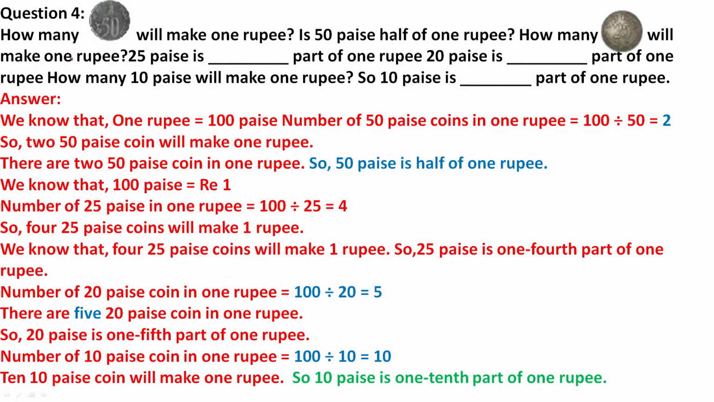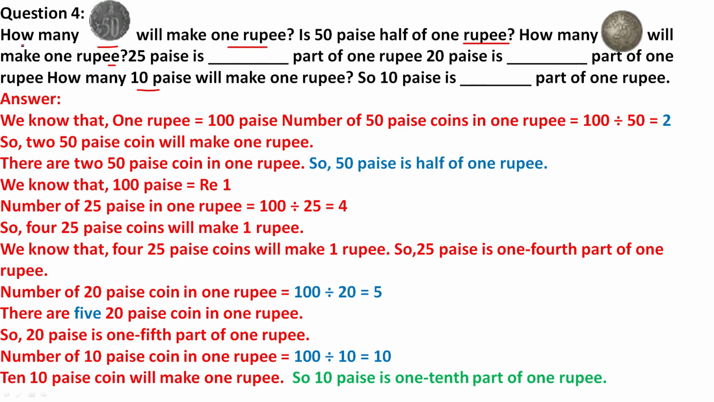How many 50 paise will make 1 rupee? Is 50 paise half of 1 rupee? How many 25 paise will make 1 rupee? In 1 rupee, how many 25 paise? 4 25 paise. 25 paise is what part of 1 rupee, and 20 paise is what part of 1 rupee? How many 10 paise will be there in 1 rupee? So 10 paise is what part of 1 rupee.